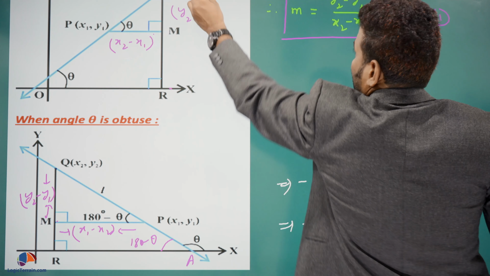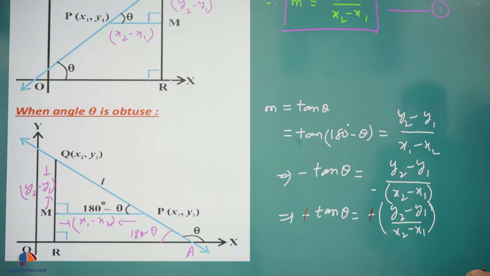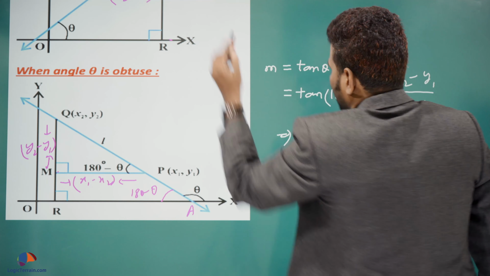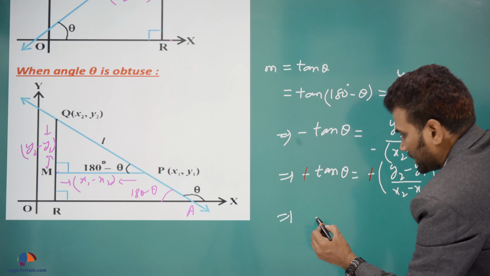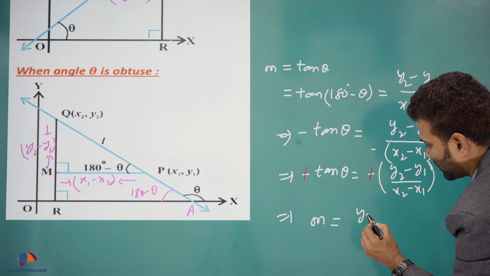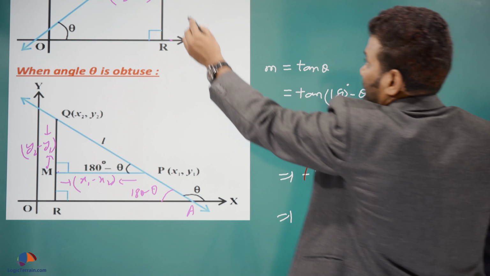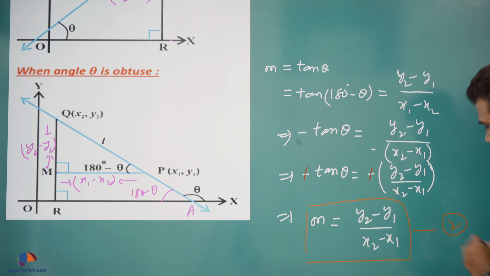On both sides we can cancel the negative. In other words, multiply both sides by negative, so the negative gets cancelled. Then we get tan theta, that is m. Therefore slope m equals y2 minus y1 upon x2 minus x1. So we got the slope as this. Let us take this as number 2.